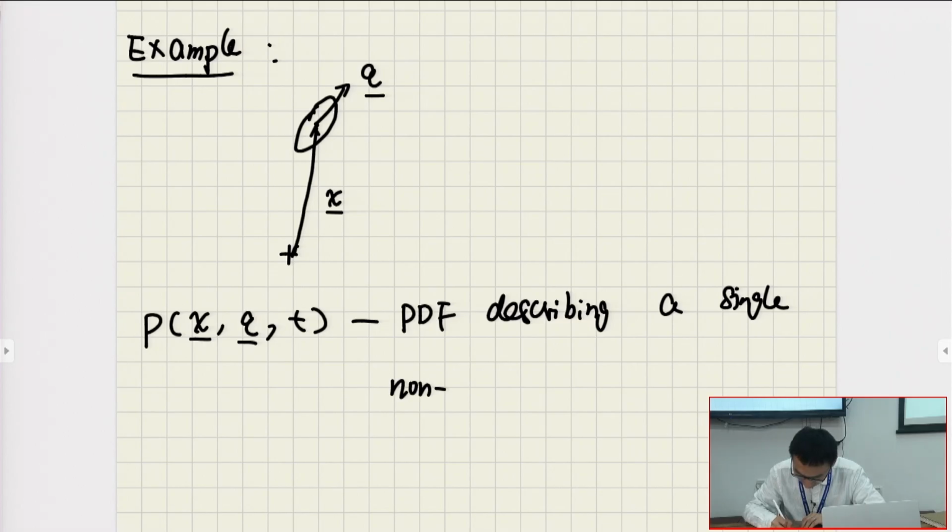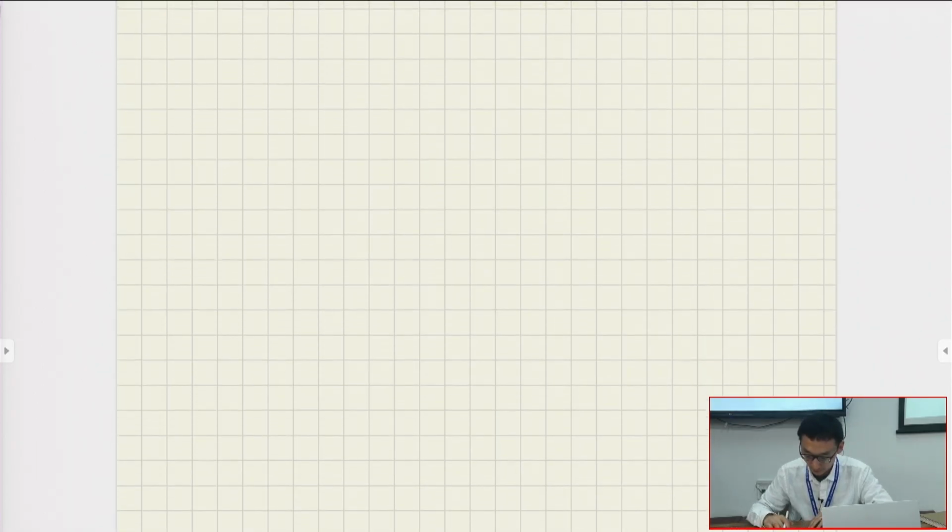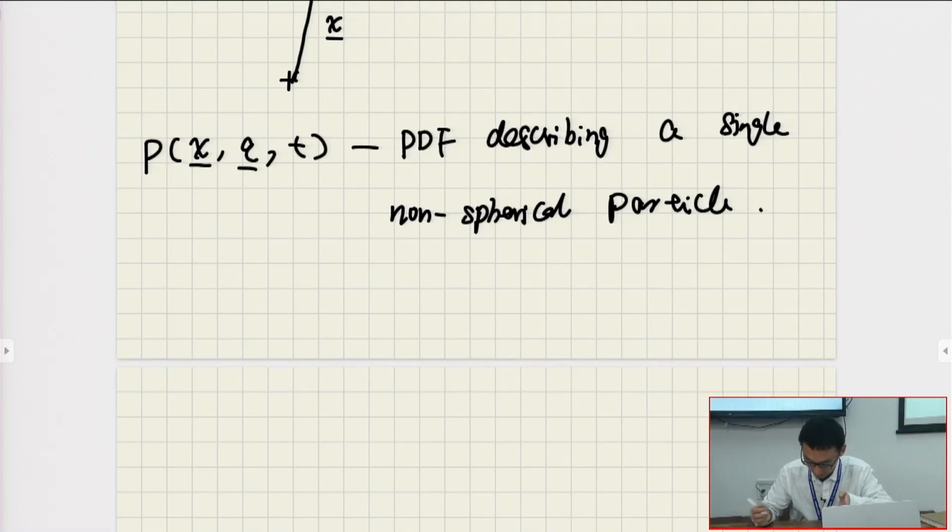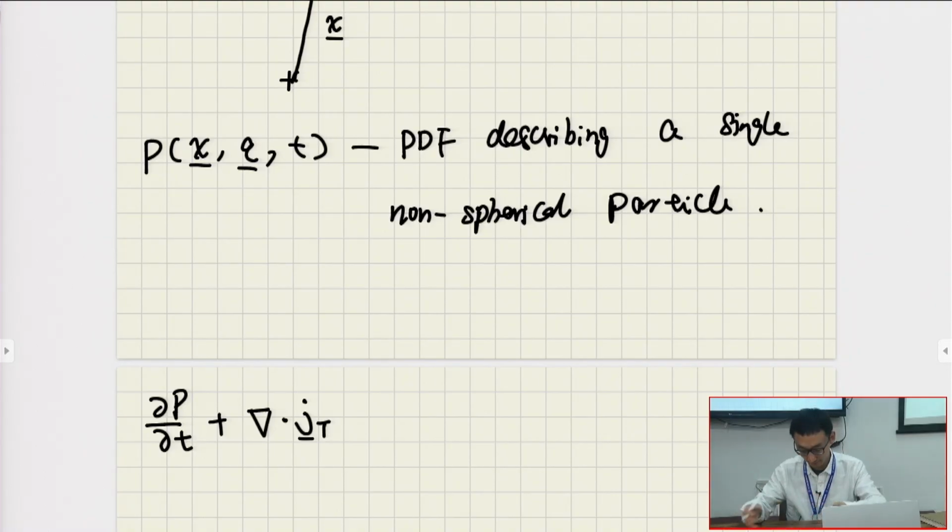Non-spherical in this case. Okay, and then we can write down a conservation law for P as we did. So the first coordinate is just position space, gradient, times a flux in this coordinate. I'm going to call that the translational flux, because that is literally the physical space. But there's also a gradient in the Q coordinate, so I'm going to call that a rotational gradient. Then there's an associated rotational flux.